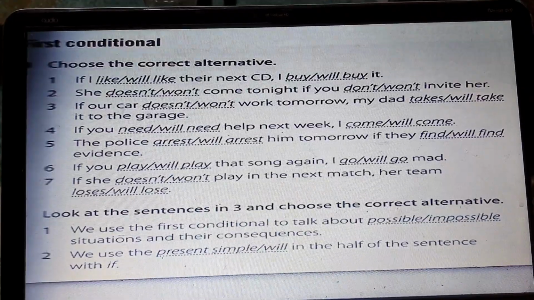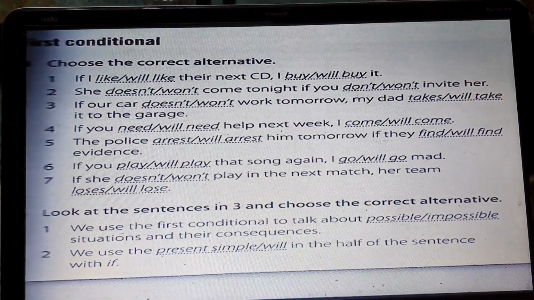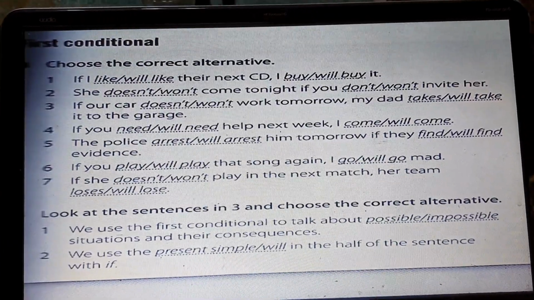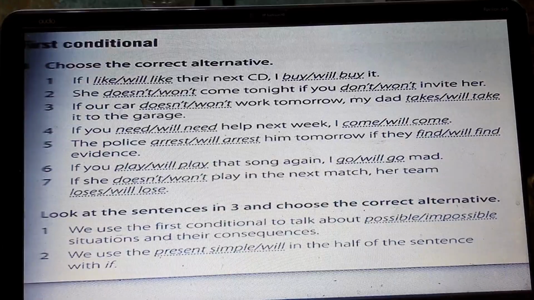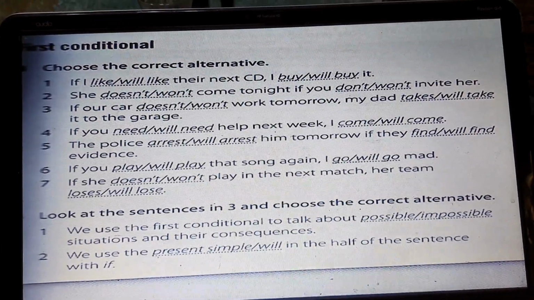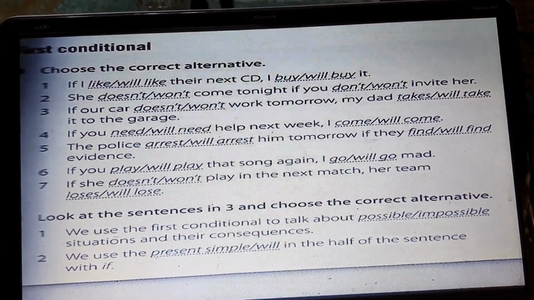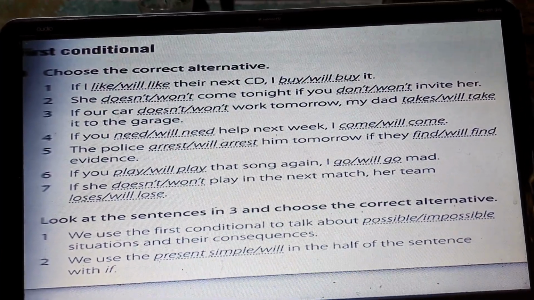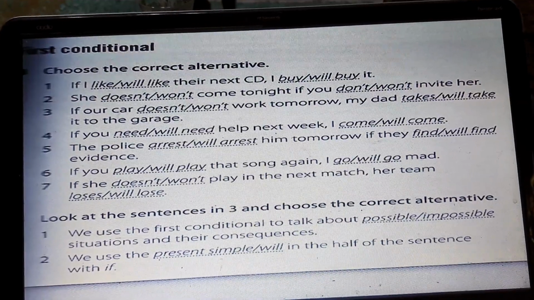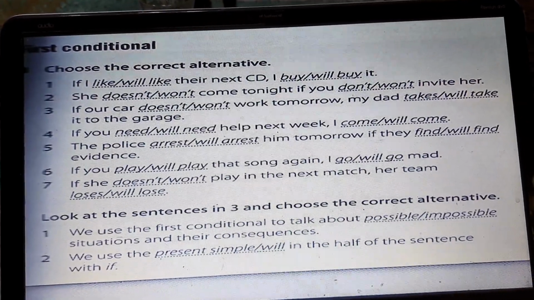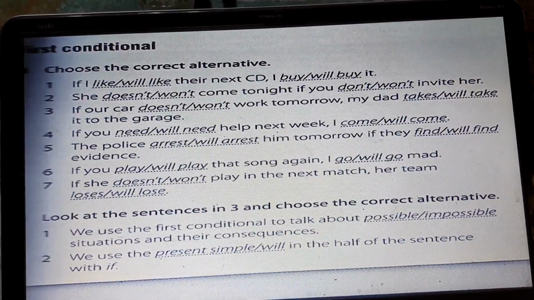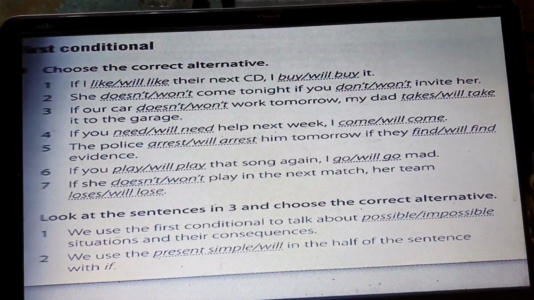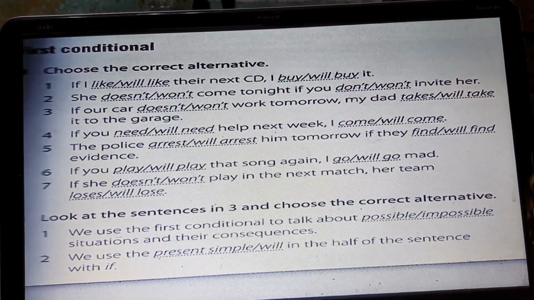Number 2. She doesn't or won't come tonight if you don't or won't invite her. Of course, she won't, because we don't have if at the beginning, which means we start with the will part. She won't come tonight. Note that there is no comma. We start with the will or won't part: she won't come tonight if you don't invite her. So you circle won't, and don't. The answers you will find on the next slide.